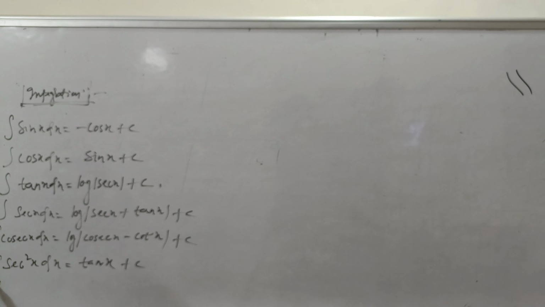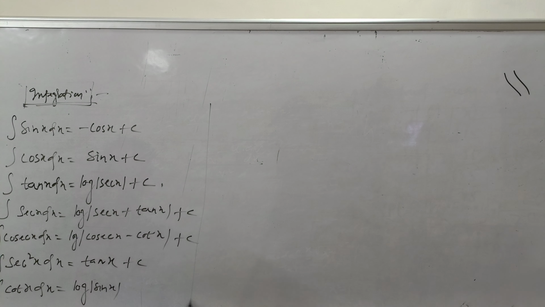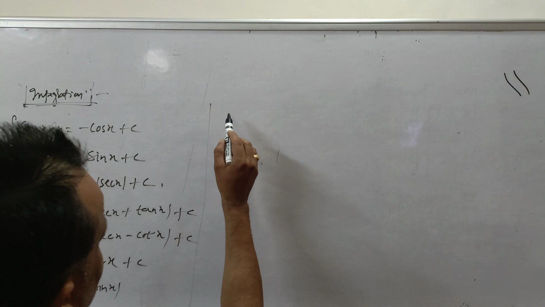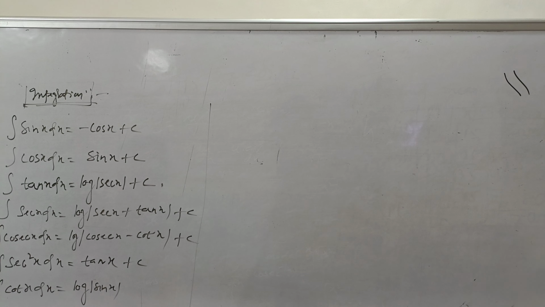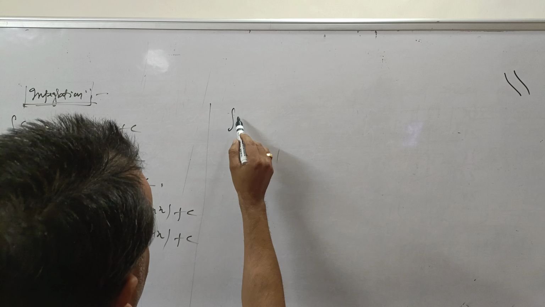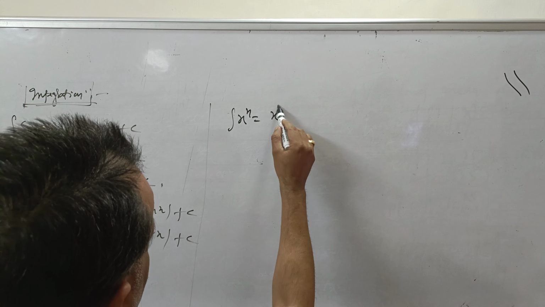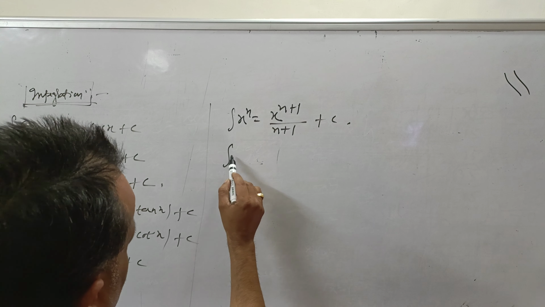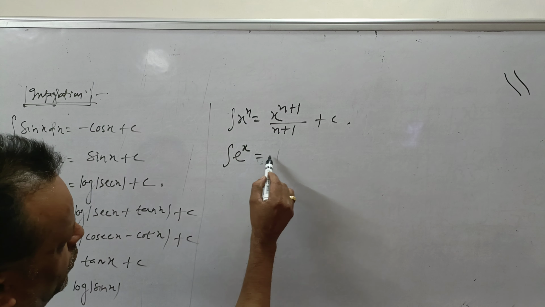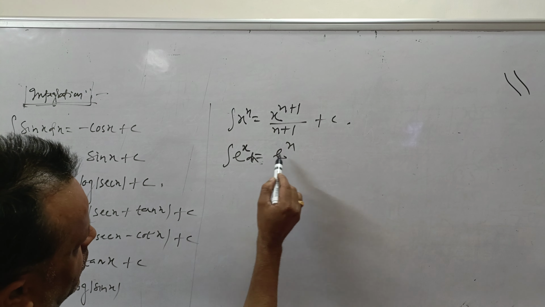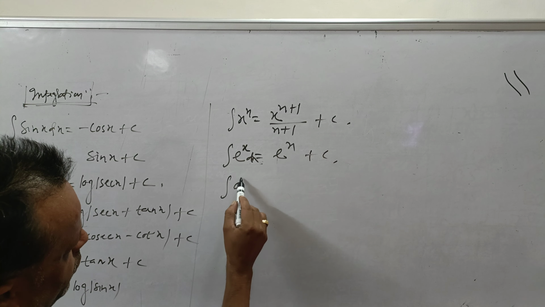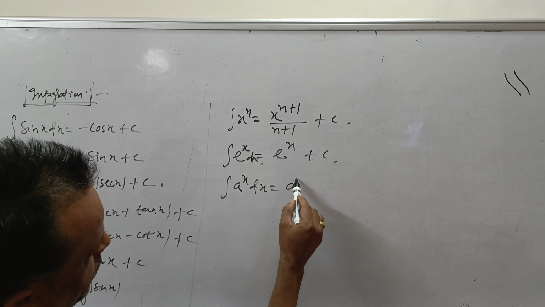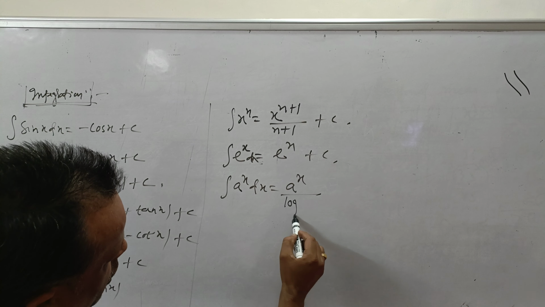Then we have integration of cot x dx. It will be equivalent to log sin x. Then we have integration of terms like this, let us suppose, x to the power n. It will be equivalent to x to the power n plus 1 upon n plus 1 plus c. Integration of e to the power x is what? e to the power x plus c. Integration of a to the power x dx is equivalent to a to the power x upon log a.